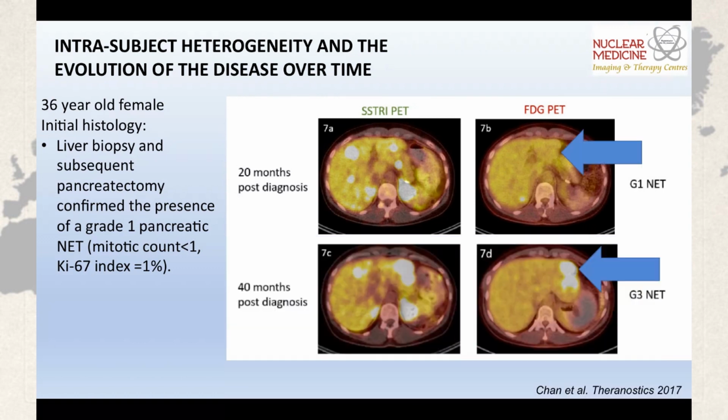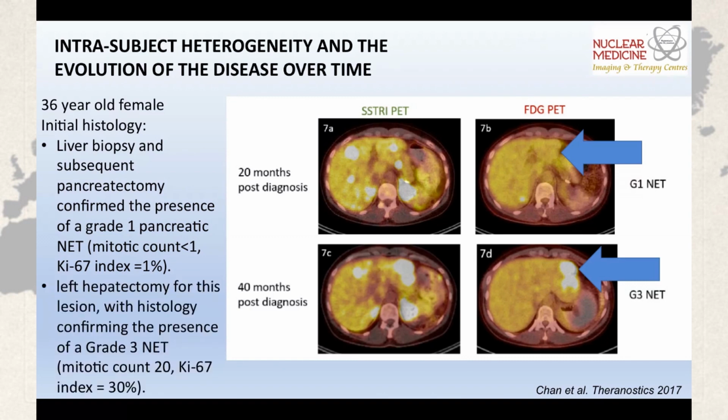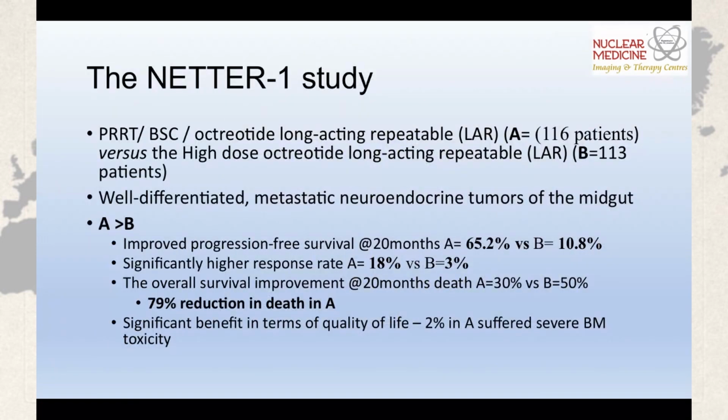Subsequent to this, at 40 months, this completely changed. So you can see that in the left lobe of the liver, there's a strongly positive FDG avid lesion as compared to previously. And on resection of this lesion in the left lobe of the liver, the Ki-67 index was actually 30%. So this proves intratumoral, intermetastatic tumor heterogeneity. And obviously the management changes for this patient as well.